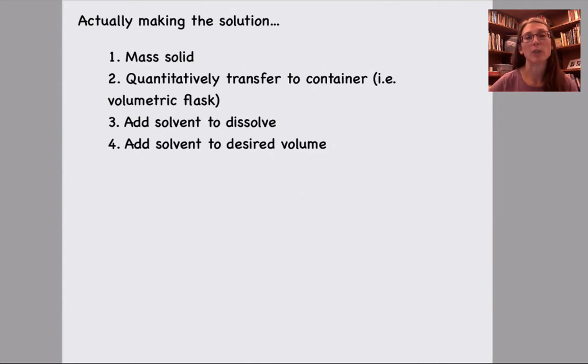And we'll talk about how to properly use a volumetric flask in order to get good results and actually have a known concentration of your solution to pretty good accuracy and precision. You're getting a lot of decimal places up using a volumetric flask.